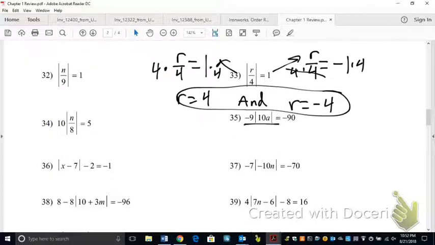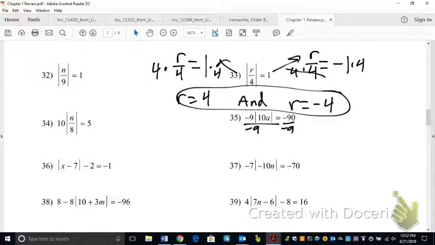Okay. Now 35 is a little bit different because 35, notice, unlike 33, we're not starting off with the absolute value by itself. To break out the absolute value bars, the absolute value portion of the problem needs to be all by itself on one side of the equation. When we look at number 35, we see that the absolute value of 10a is not all by itself. Rather, it's got that negative 9 out front. When two things are right next to each other without a sign, we assume multiplication. So we have negative 9 times the absolute value of 10a equals negative 90.